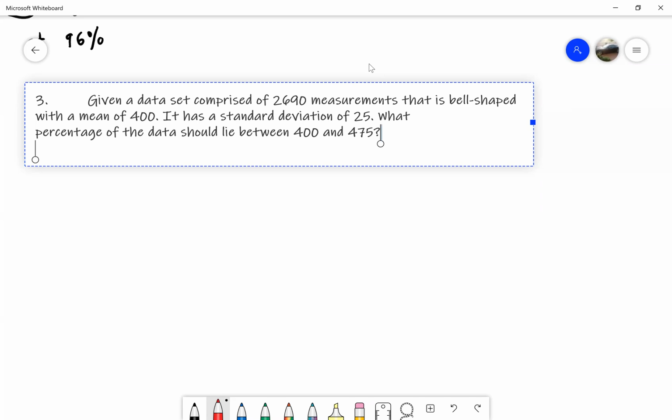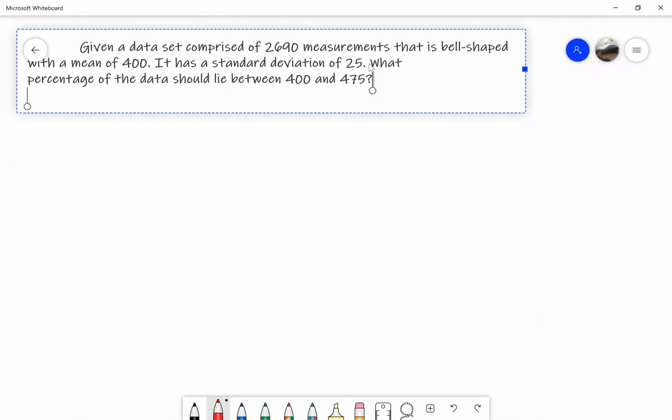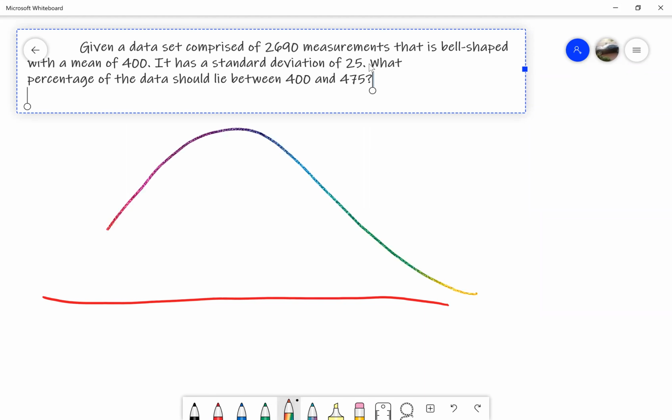Mister, do we have to write the questions too? Not really, it's up to you. Okay, so what do we do first to solve this question? Draw the bell shape. We'll go ahead and do it in a rainbow. What's my mean? 400. What's my standard deviation? 25. So my sigma is 25. So here at 1 sigma, what value would this be here?